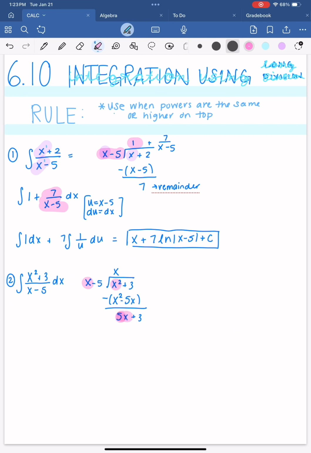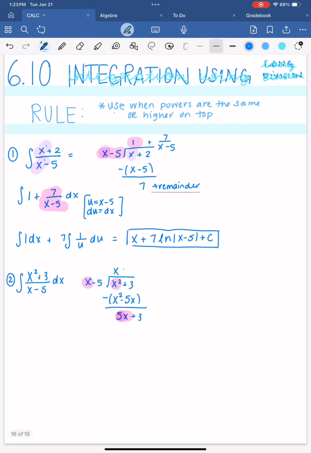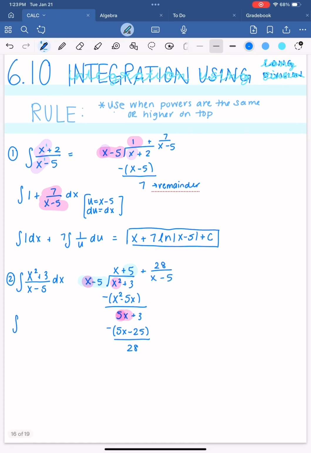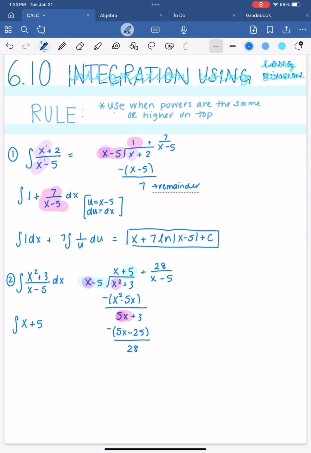Carry the negative through, and now we say, how many times does x go into 5x? Well, 5 times. Once again, we're going to do 5 times x minus 5. When I do that, we're going to get 5x minus 25. Make sure you keep that in parentheses, because if you don't, you're going to mess up the remainder. So now when we add this together, we're going to get a remainder of 28. Once again, we did not actually do any calculus yet. We just did long division. So we're going to go ahead and rewrite that as x plus 5 plus 28 over x minus 5.